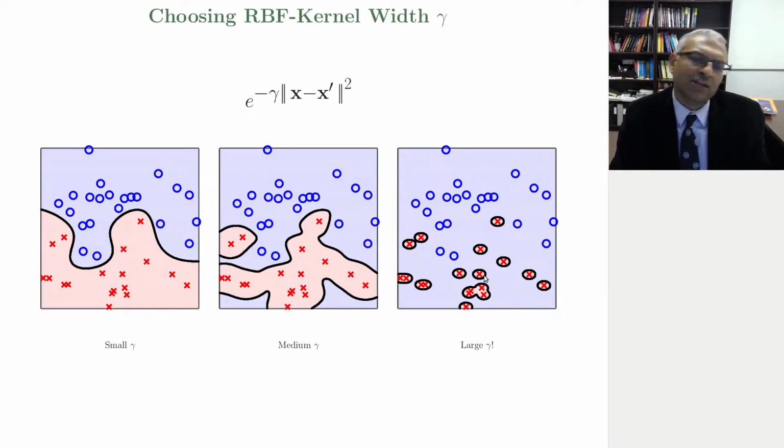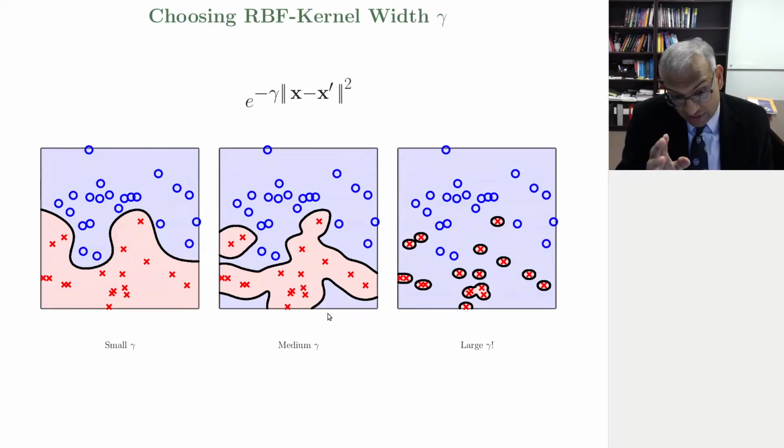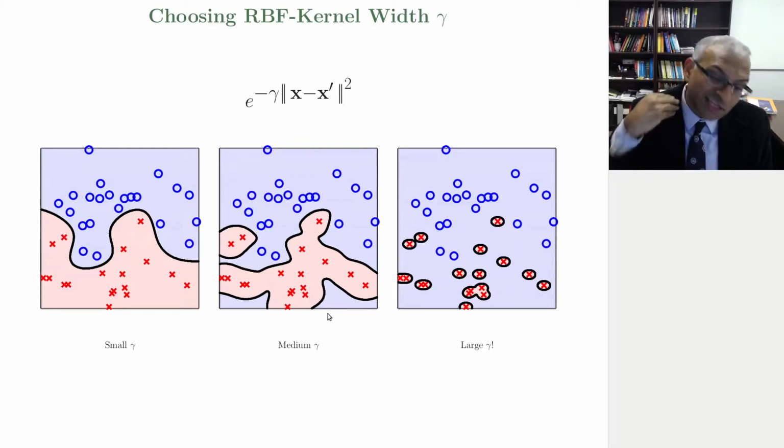So this, and you'll always fit the data. Okay. So the RBF kernel is very powerful. It's a transform into an infinite dimensional space. And you basically have two parameters to play with.